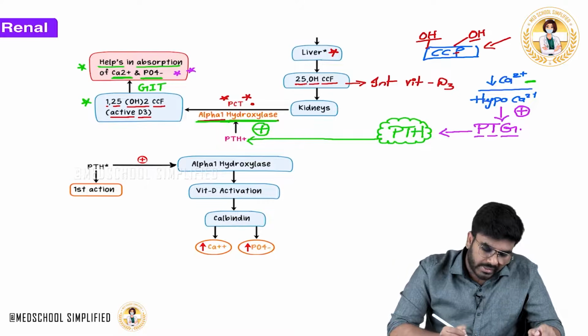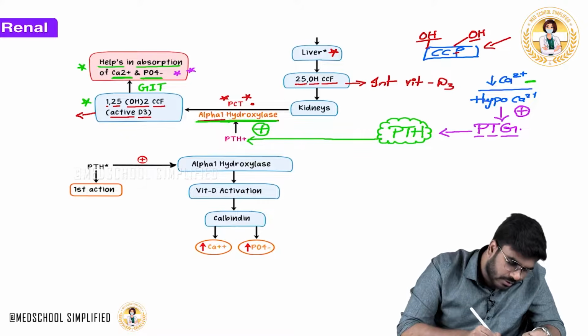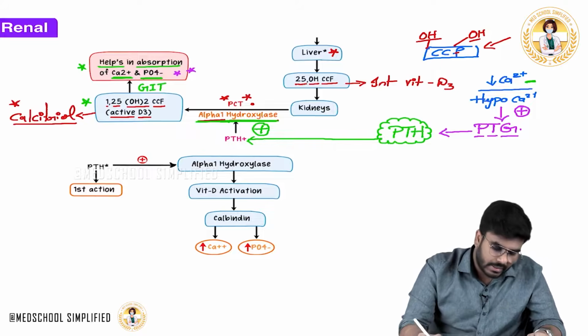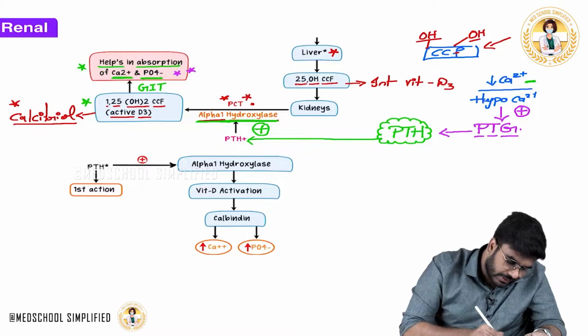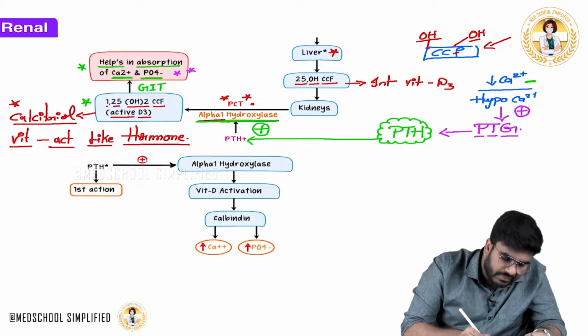One more important point I want you to know here itself: vitamin D is also called calcitriol. It is also called active vitamin D3. Now, this vitamin D, yes, it's a vitamin which acts like a hormone. So which vitamin acts like a hormone? It's vitamin D. Why?